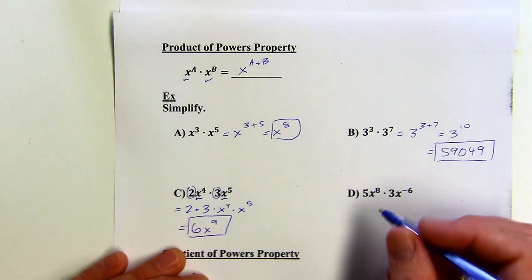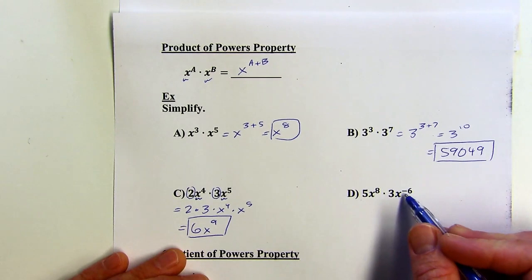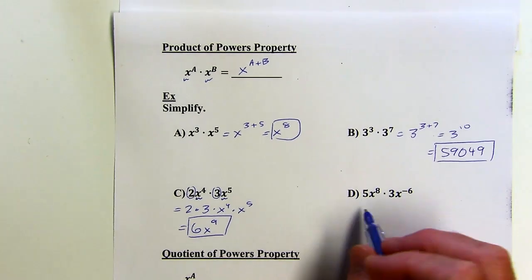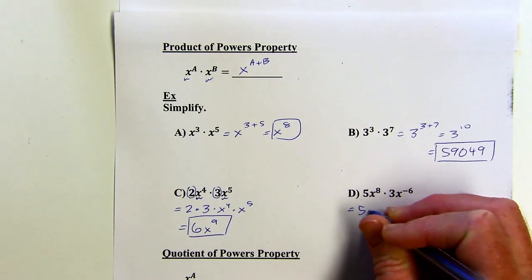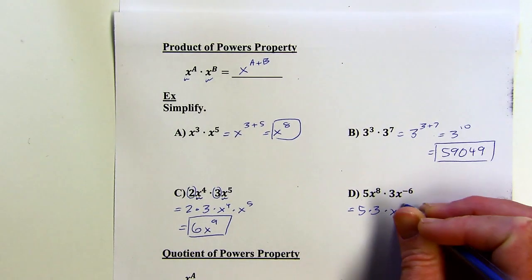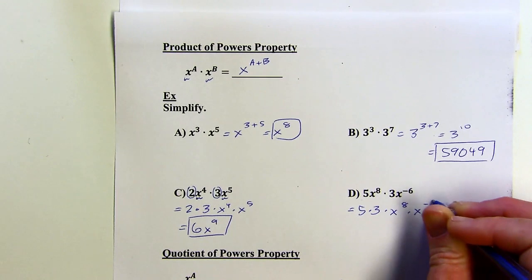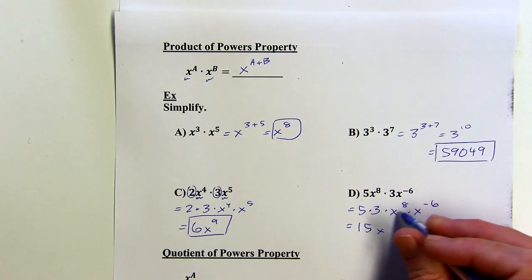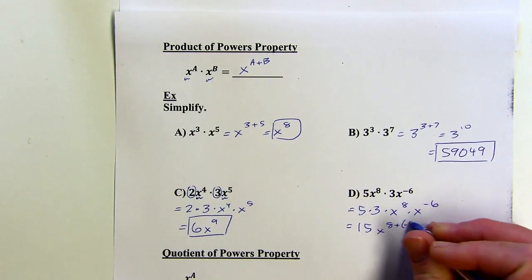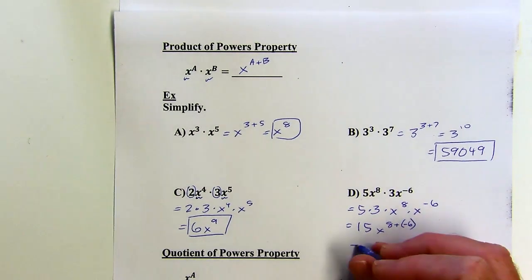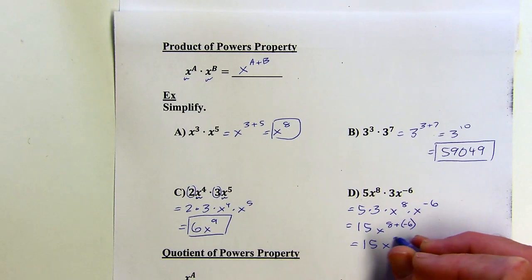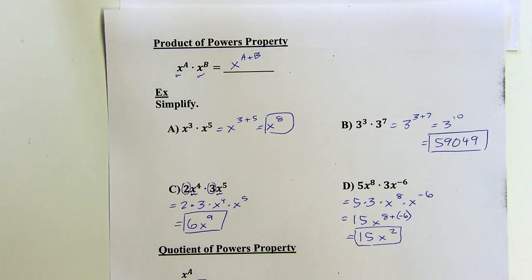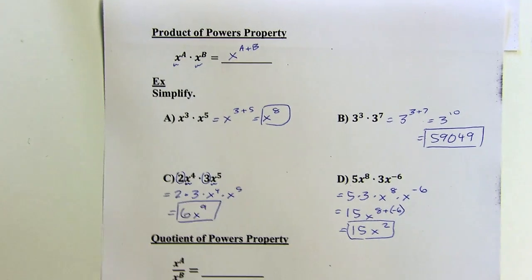Okay. Same kind of deal here. You could start simple. You could mess with the x to the negative 6 and write it over as 1 over x to the 6, but I'm going to wait for that and see what happens when I do the multiplication. So let's just rearrange these pieces first. Okay, 5 times 3 is 15. And then we can add our exponents together. So I've got 8 plus negative 6. That's the same as 8 minus 6. So now I've got 15x to the second. And I don't have a negative exponent anymore, so I don't have to deal with that once I've done the multiplication there.